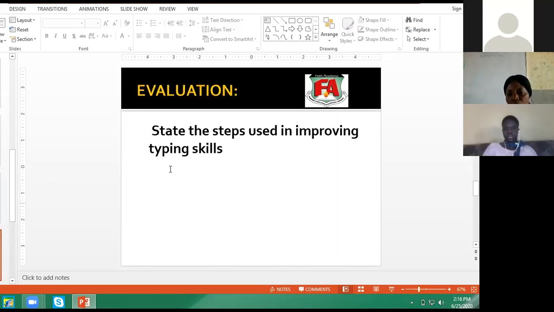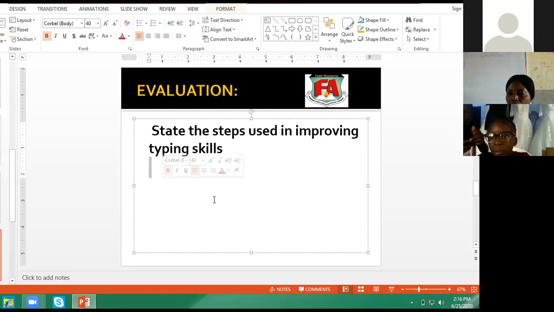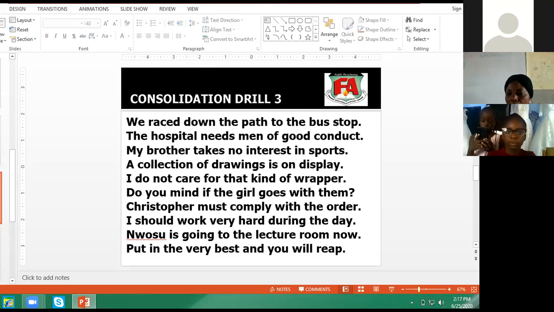So evaluation now. Steady steps used in improving your typing skill. If you can follow these steps, you find out that your typing will be what? Easier. Ma, please go back to the last slide.